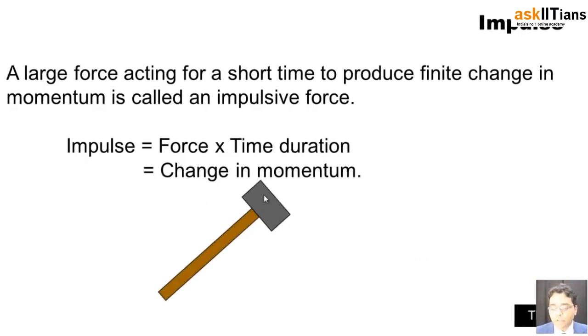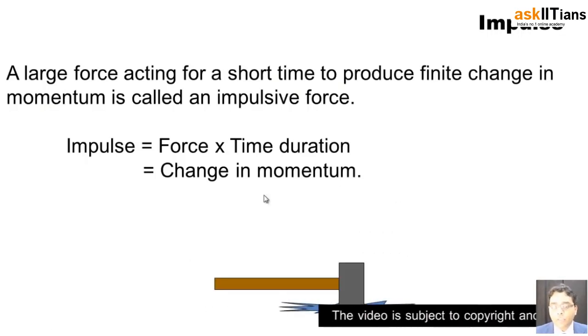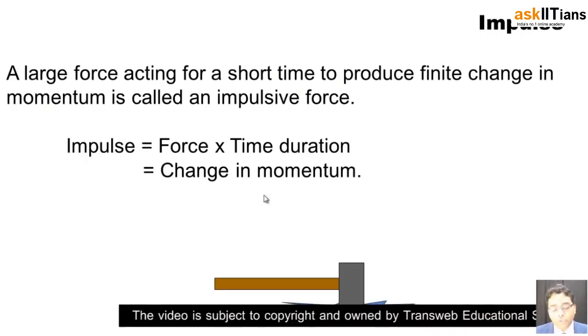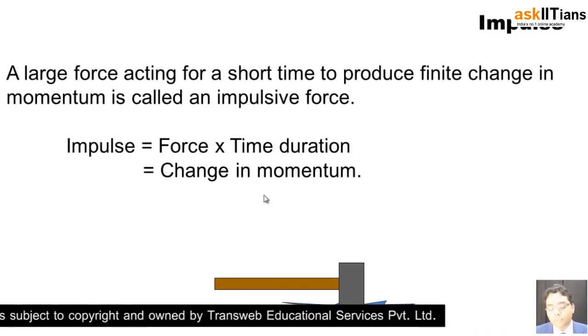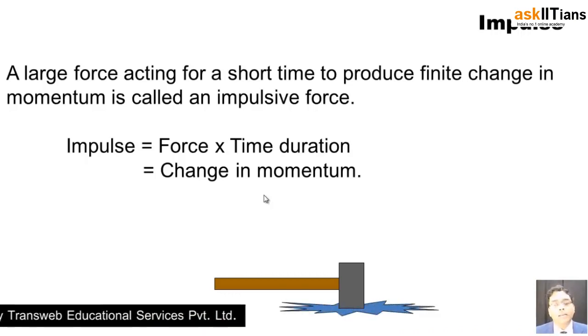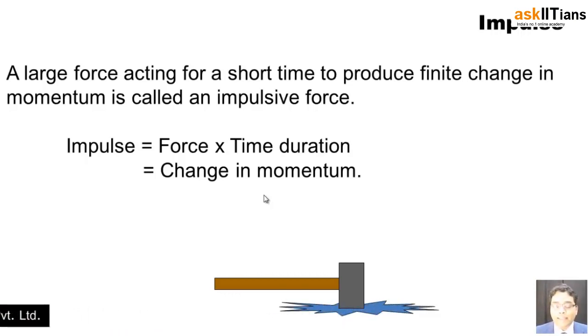So for instance, you have a hammer that is acting for a small instant of time, or when you throw the hammer at a very fast pace using the same amount of force, because the time interval is less, in that case it causes the maximum amount of damage. So in that case the change in momentum is going to be maximum. This is what we define as impulse, right?